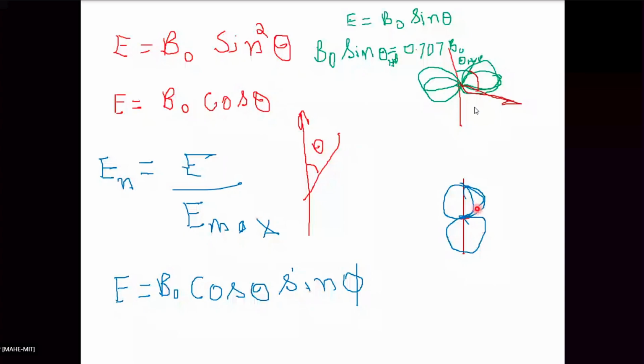Here it is 45 degrees and 45 degrees. So it is not 90 minus in this case, because this angle is 0. You don't have to do 90 minus. It is 45 times 2, which is 90 degrees. Do you get it?